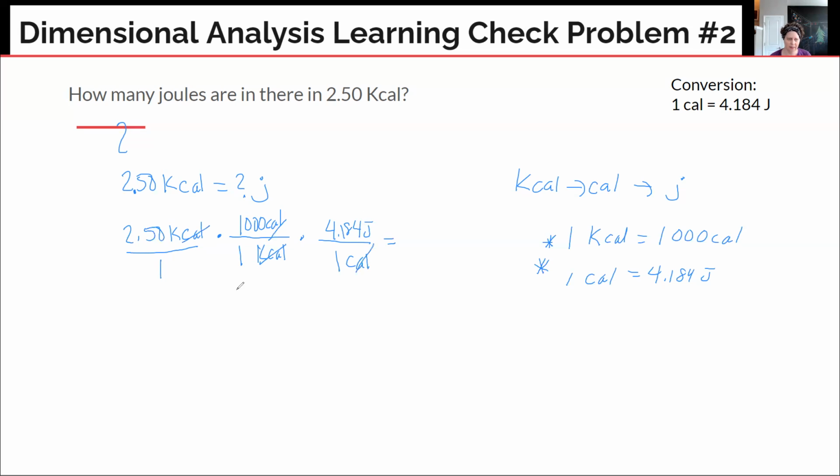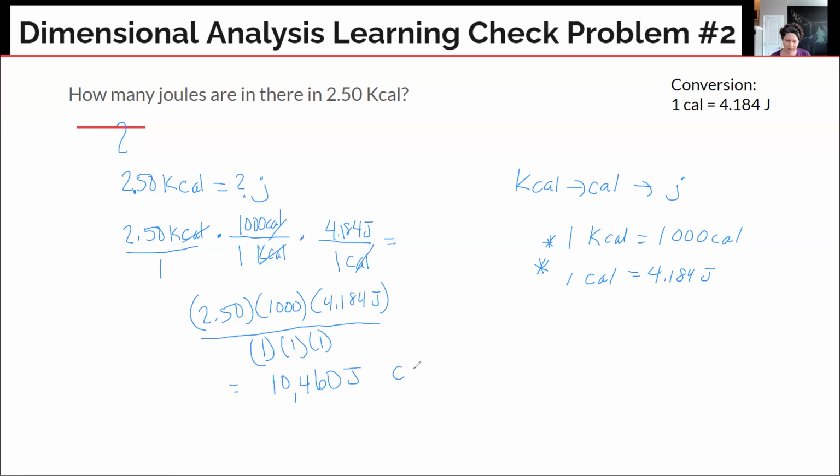Cancel numerator and denominator. Simplify: 2.50 times 1,000 times 4.184 joules. Always have the units if it's not canceled. Divided by, oh, it's all 1 on the bottom. So plug that into your calculator. 2.5 times 1,000 times 4.184. And that gives me 10,460 joules. That's my calculator answer.